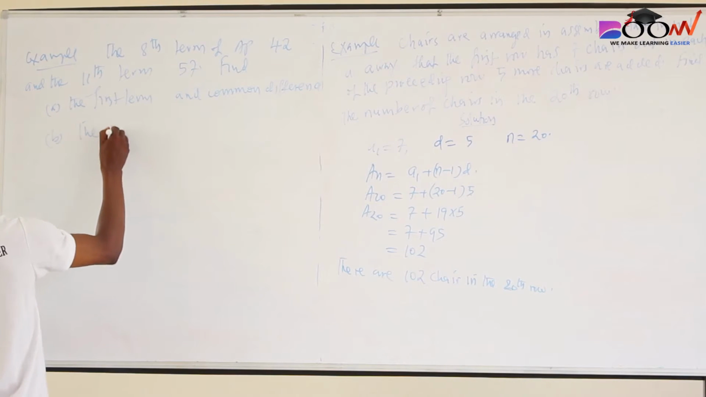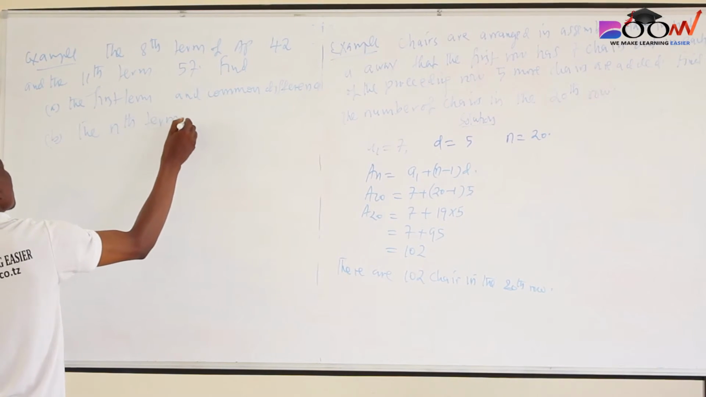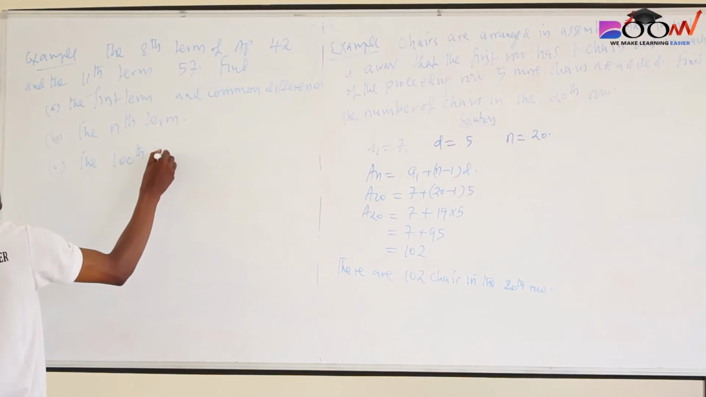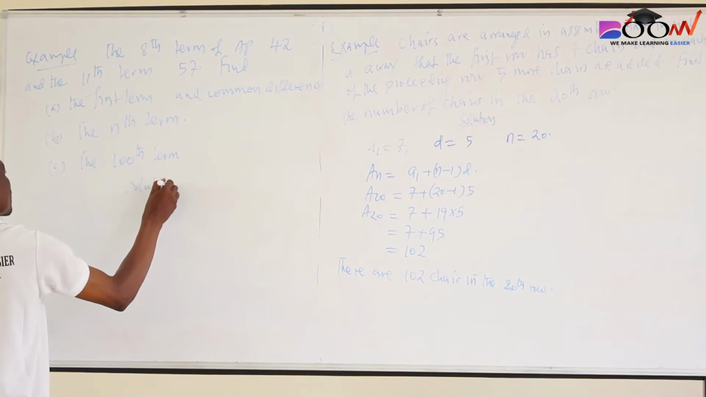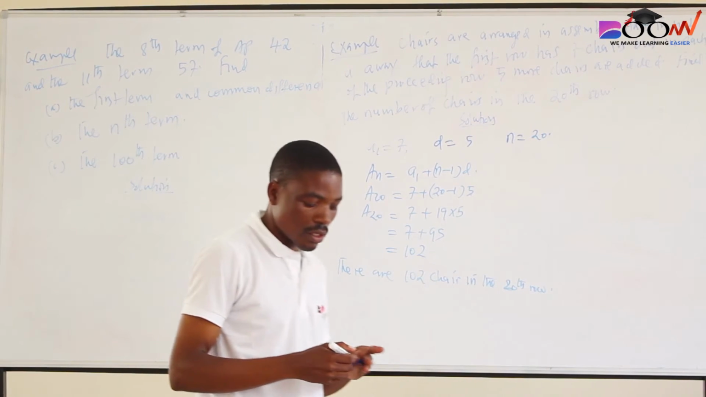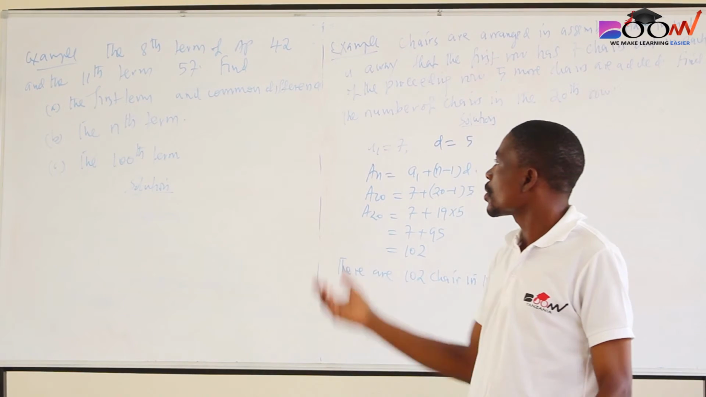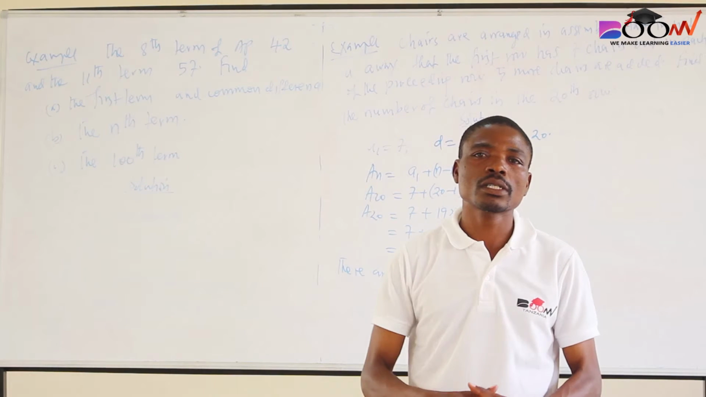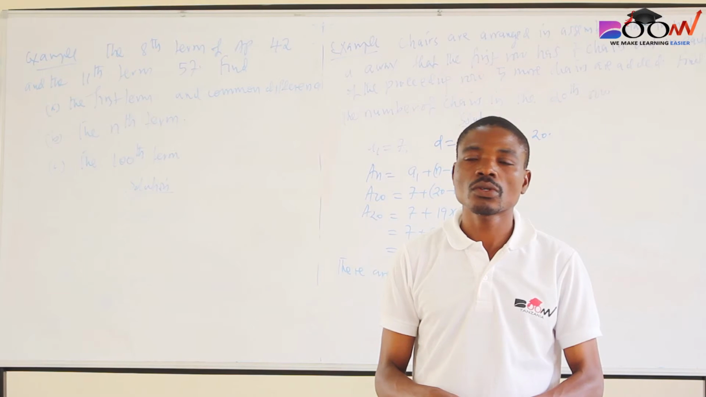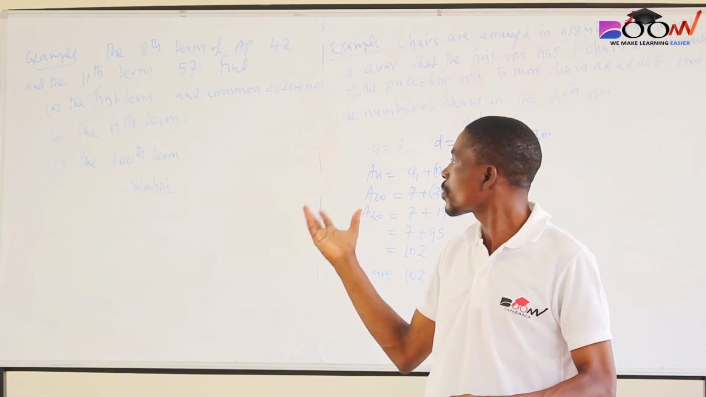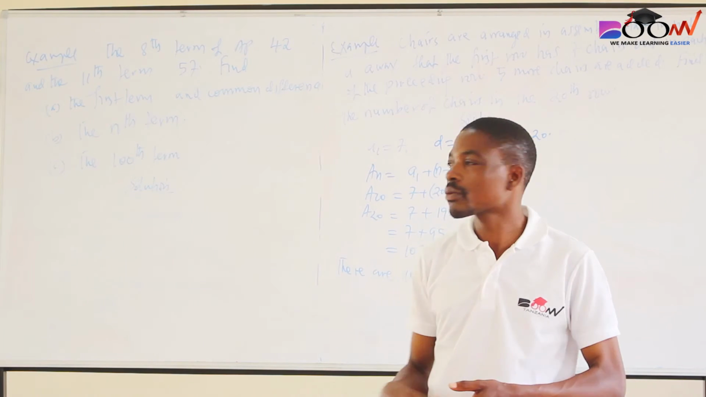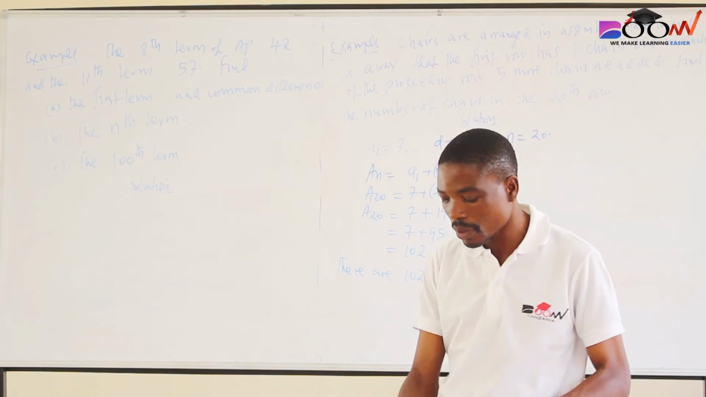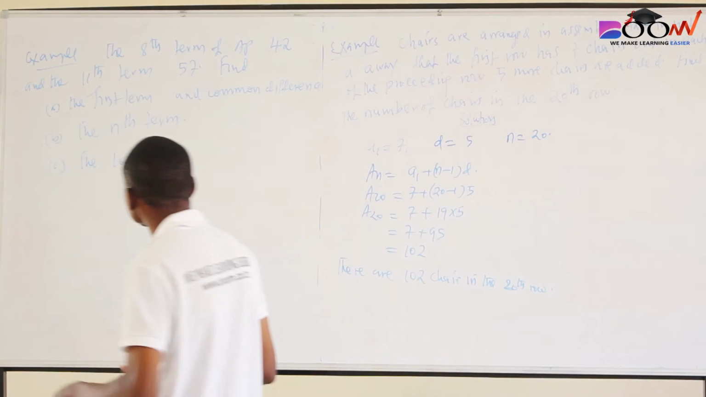Then B, the general formula, and C, the 100th term. These are some of the questions which may appear in your examinations. So, how to find the first term, how to get the common difference, and then in the case of the nth term and the 100th term, there are no problems. The only problem is how to get the first term.